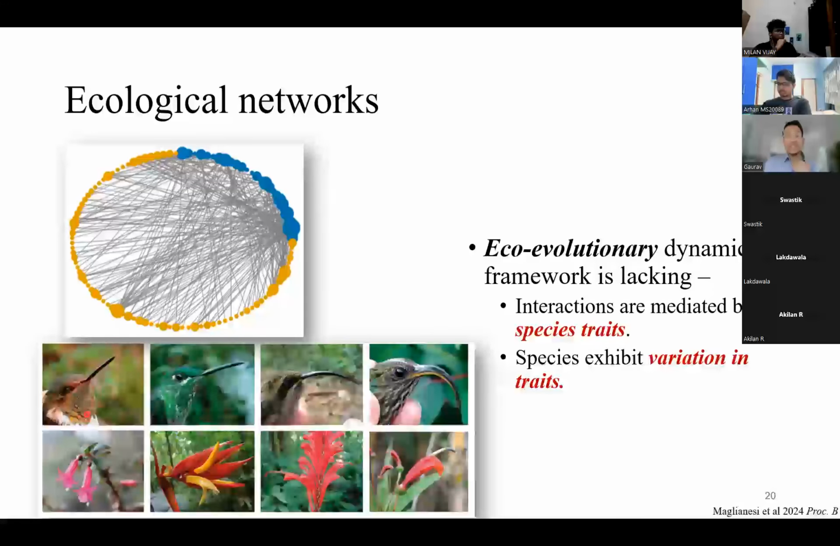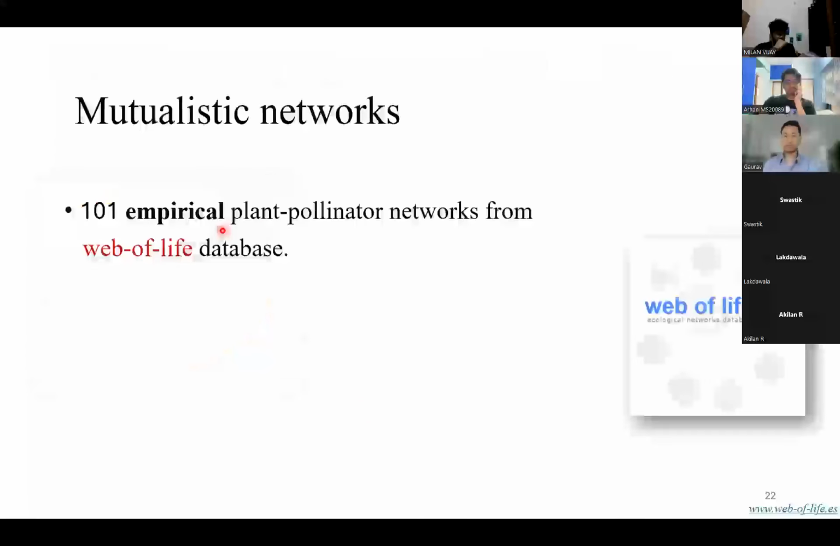We see that species such as this hummingbird, which is a pollinator, exhibit variation in such traits. Some might have a slightly longer or smaller beak. We see a lot of variation. How can this variation manifest in the interactions between species in such a network? And how does that feed back on the dynamics of these ecological networks as a whole? That is something we are trying to model. So how do we do that?